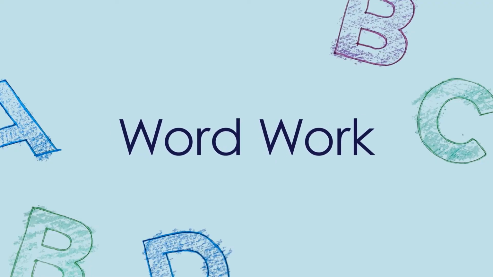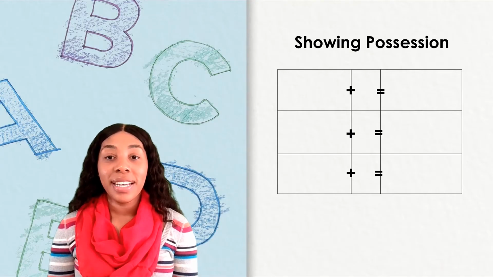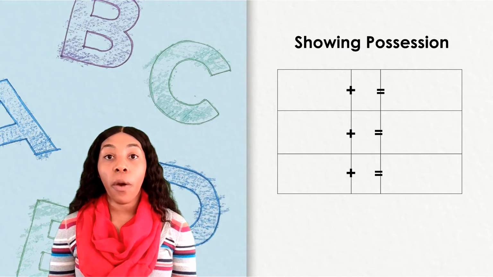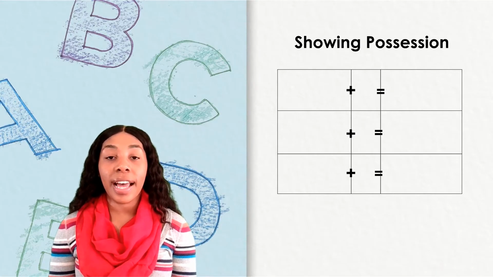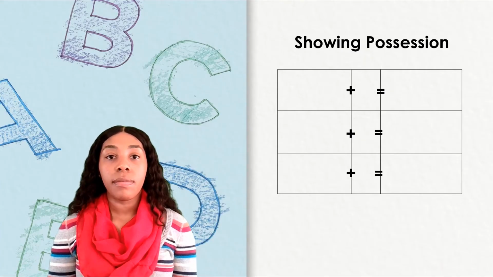Word work. Go ahead and get your pencil and paper ready so that we can build some words. All of our words will show possession. That means we will take a noun, which is a person, place, or thing, and add either an apostrophe S or just an apostrophe. Let's go.